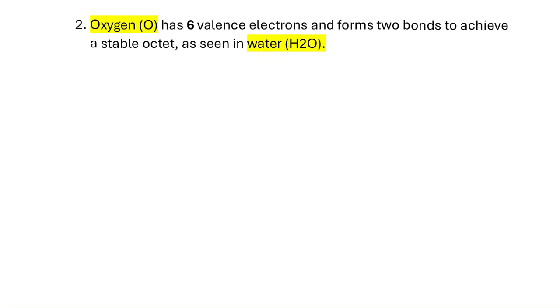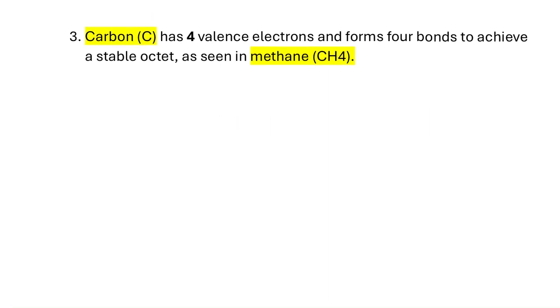The next example is oxygen and hydrogen. Oxygen has 6 valence electrons, and it is going to share electrons with 2 hydrogen atoms to make the water molecule. Then we have carbon, which has 4 valence electrons, so it means it can make 4 bonds. So 4 hydrogen atoms are going to share their electrons with the carbon to make methane gas, which is CH4.